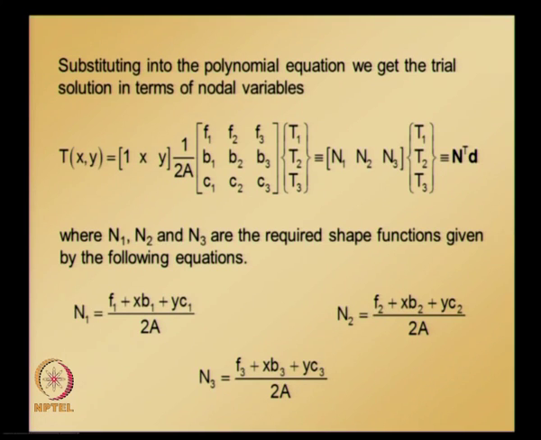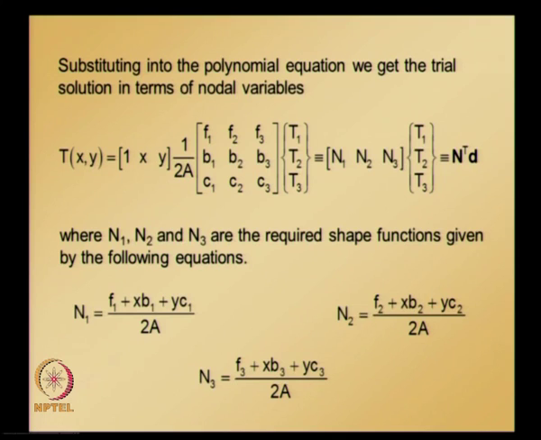Since all these F's, B's and C's depend on the coordinates of the nodes of the 3 node triangular element, this can be easily computed once the coordinates of the nodes are known. And if you see, N1, N2, N3 are linear in terms of x and y. That is why the 3 node triangular element is also called the constant strain triangular element, since N1, N2, N3 are all linear in x and y.